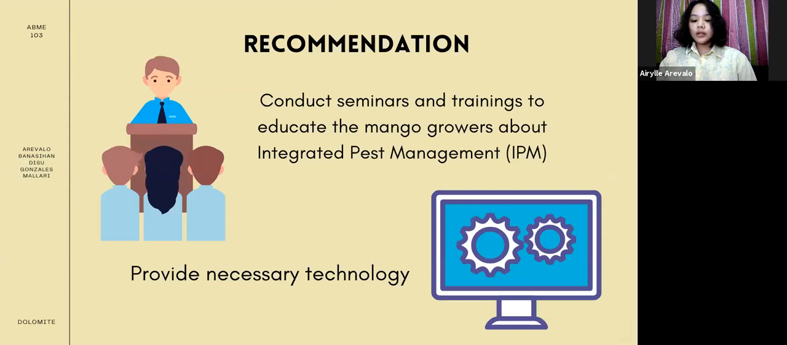The Department of Agriculture should educate the mango growers about integrated pest management and provide them with the necessary technology for the early detection of pests. Hence, educating them through seminars and training conducted by support institutions such as the Department of Agriculture, DOST, and universities that conduct studies related to mango will be helpful.